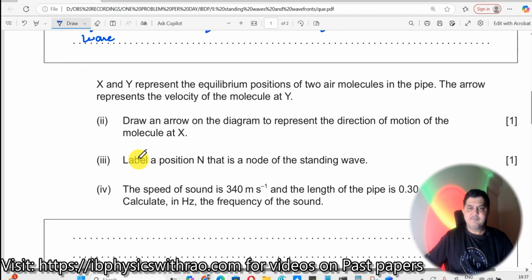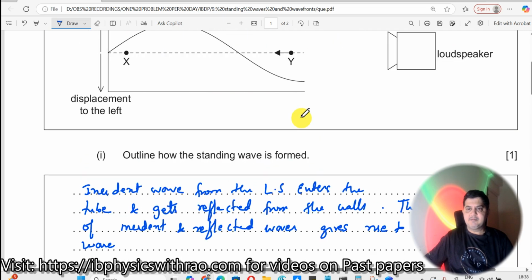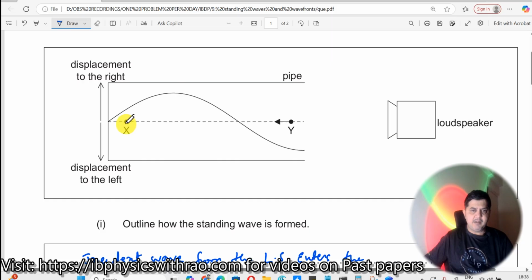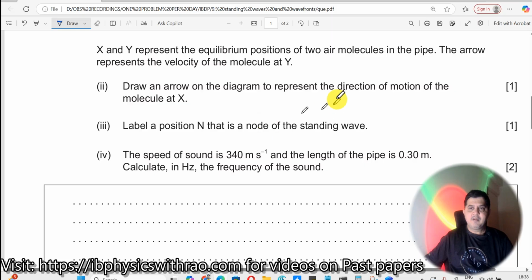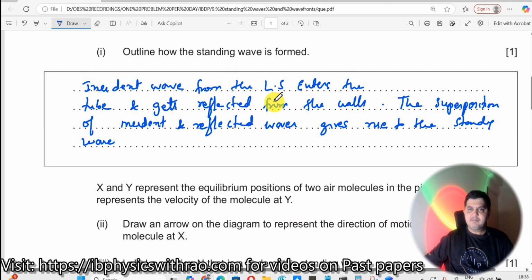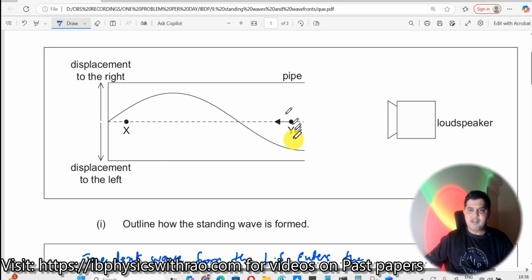Next. X and Y represent the equilibrium positions of two air molecules in the pipe. When you talk about an equilibrium molecule, it doesn't mean that they are stationary. Equilibrium means there are two forces acting on it, and both the forces are equal to 0. And the arrow represents the velocity of the molecule at Y.